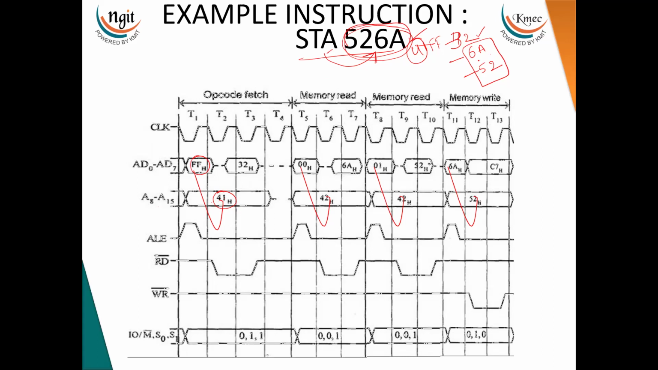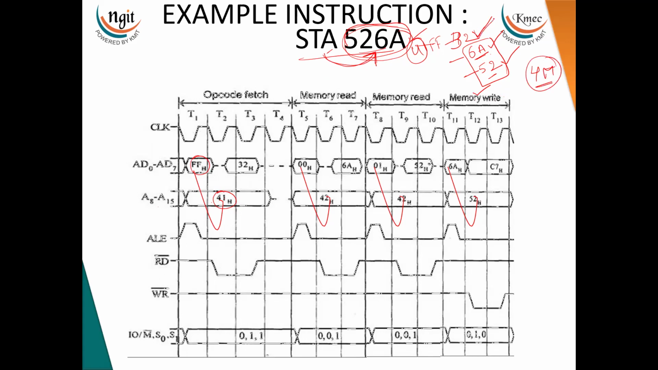How many machine cycles are required? The first one is opcode fetching. The second is a memory read for the lower order address, and the third is again a memory read for the higher order address. After reading the address, the accumulator content should be loaded into this memory location, which means a memory write operation. So in total, 4 machine cycles are required.